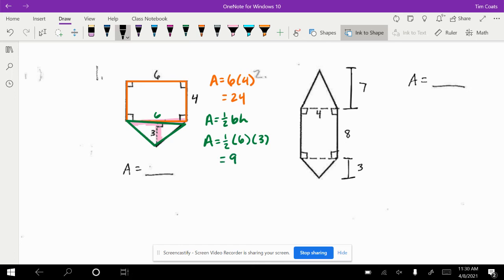So now my area of the total would be equal to the 24 from the orange plus the 9 from the green, which is 33. So there, my area is 33 units squared. So hopefully you are realizing that composite shapes, while they may look intimidating, you really are just doing the simple shapes and adding together the area.